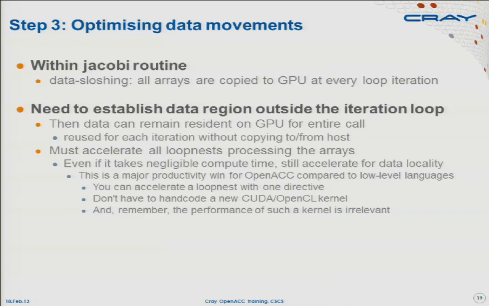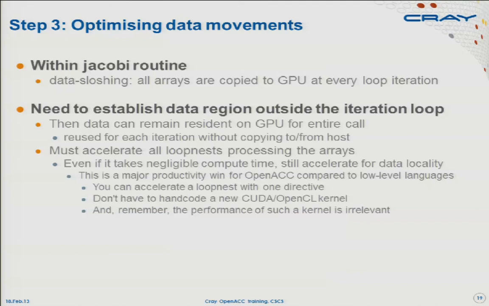So what we need to do is cut down on data movement. So we need to put a data region in, and we need that data region to stop having to move the data backwards and forwards all the time. Now the problem is that, really, where's this data region going to go? Well, it's going to have to go outside the iteration loop. We don't want to move all of the arrays every iteration. So the data region should go outside the iteration loop, so we only move at the start and end.